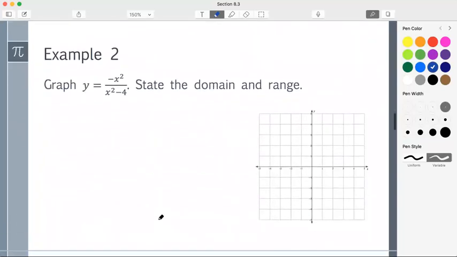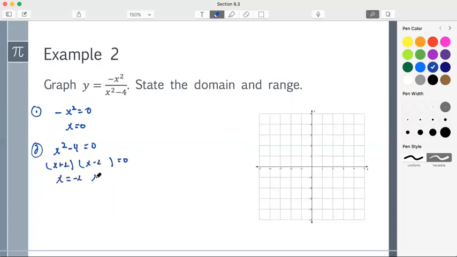All right, example 2. Okay, so same process. So step 1, we set the numerator equal to 0, so we get x equals 0. That's your x-intercept. Step 2, we set the denominator equal to 0. Looks like we might have to factor. x plus 2, x minus 2, so we get x equals -2, x equals 2. Those are your vertical asymptotes.